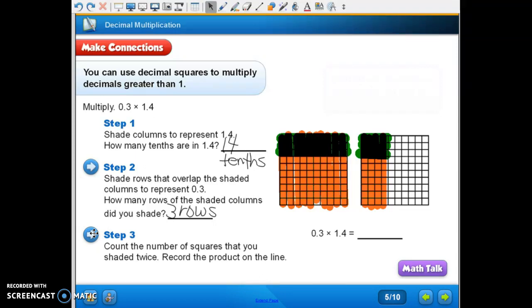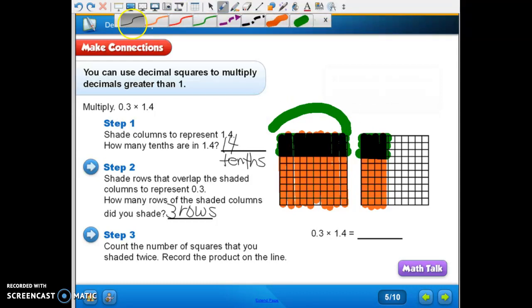Okay? So count the number of squares that you shaded twice. Record the product. First of all, this is 10 across here, right? And how many rows of that did we shade? So what is 10 times 3? 30. So should you sit there and count 1, 2, 3, 4, 5, 6, 7, 8, 9? No. 30. Okay? So this is a 10 by 3 array. How many did we shade here? 4 by 3, which is 12.